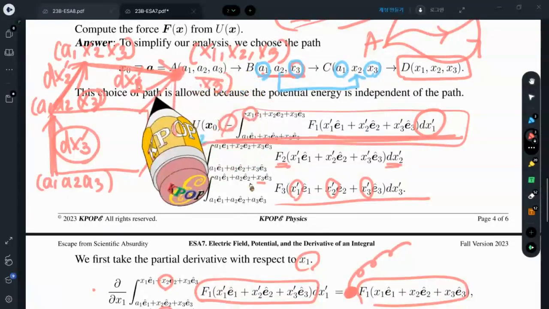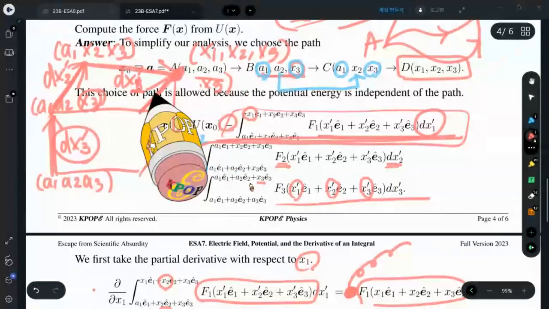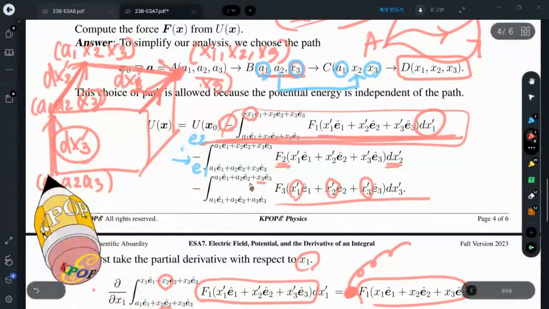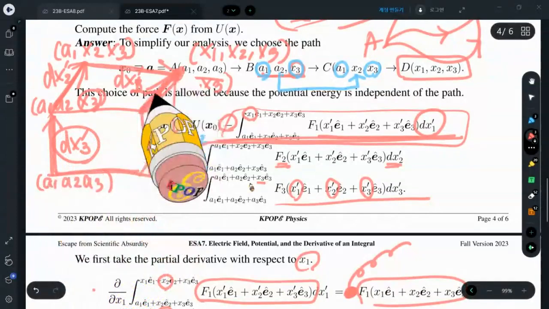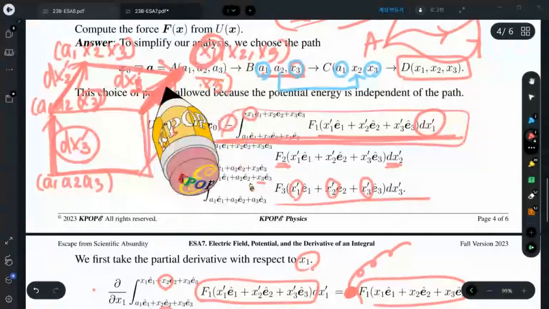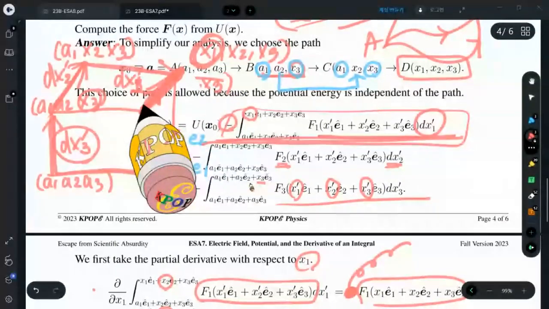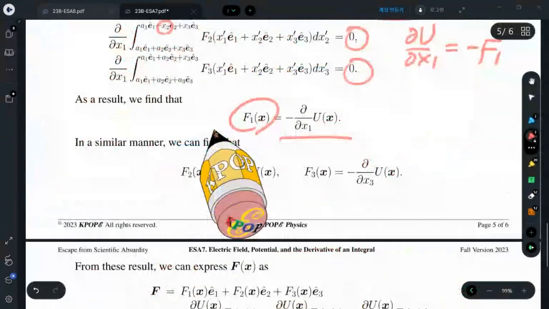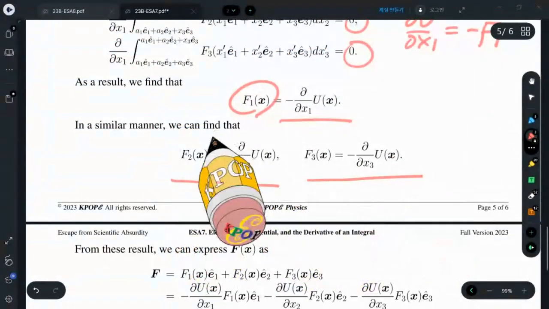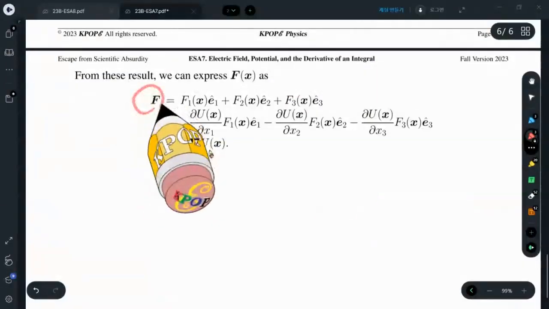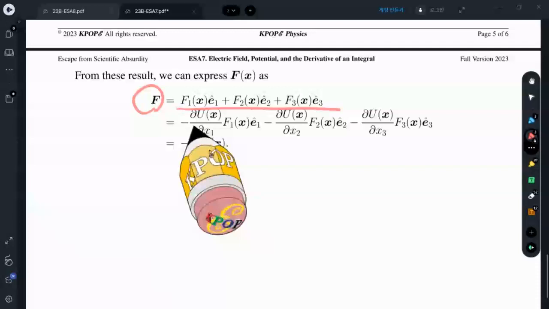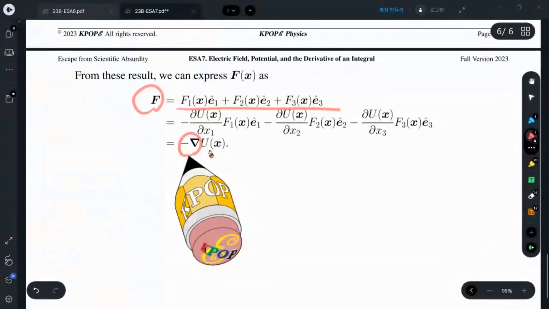That means let this one appear following this path. So keep these paths. In that case, the change in x1 appears only in the last stage. So using this method, I can compute f2 and f3. Finally, the force can be computed from the potential energy by taking the negative gradient.